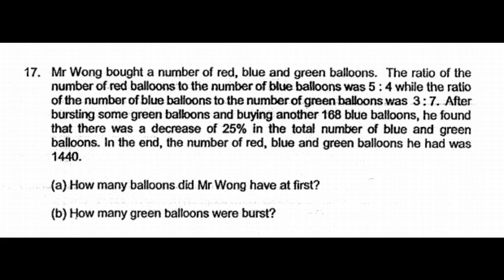Mr. Wong bought a number of red, blue, and green balloons. The ratio of the number of red balloons to the number of blue balloons was 5:4, while the ratio of the number of blue balloons to the number of green balloons was 3:7. After bursting some green balloons and buying another 168 blue balloons, he found that there was a decrease of 25% in the total number of blue and green balloons. In the end, the number of red, blue, and green balloons he had was 1440.